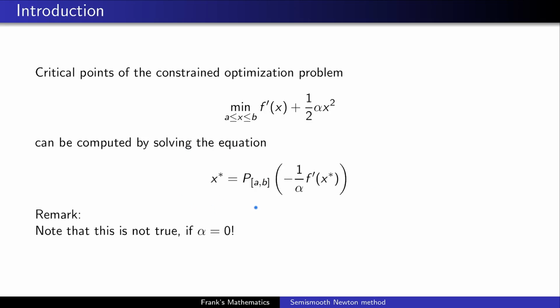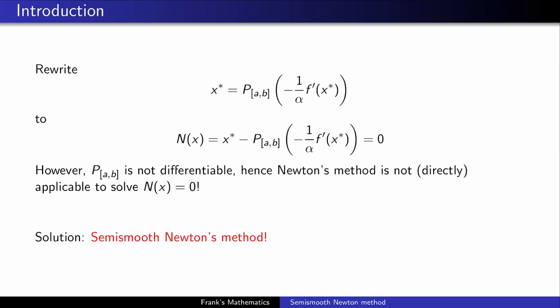However, just a small reminder, this is not true if alpha equals 0. If alpha equals 0, you can only prove such a fixed point equation if x star lies on the boundary. You cannot tell anything if x star is inside the interval. So just keep this in mind. This is a very nice result because this is something we can tackle. The numerical approach we want to follow is quite simple.